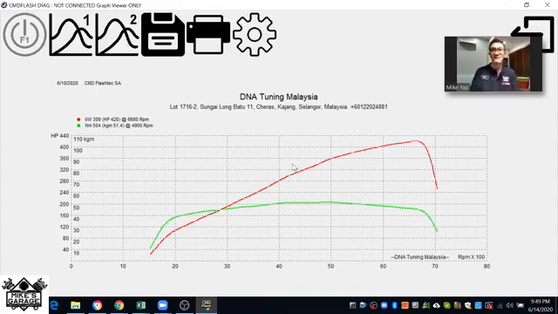Because when we are running it at a higher peak power, the demands on your sensors are even more.